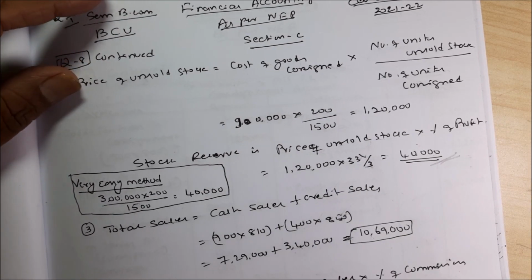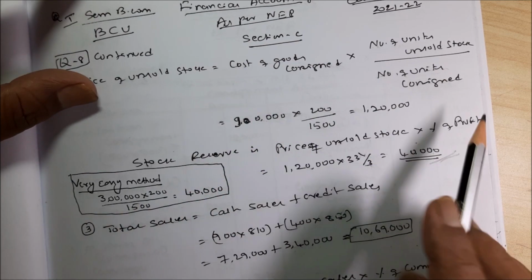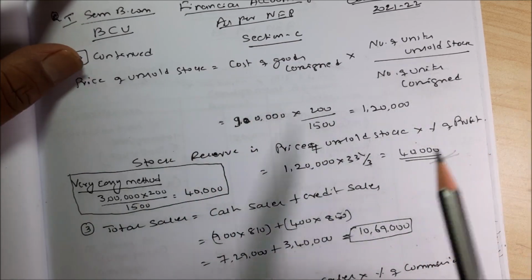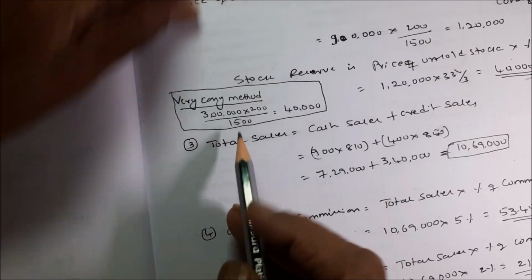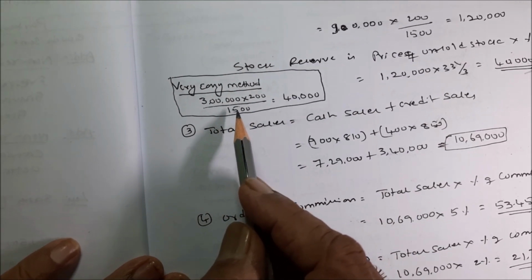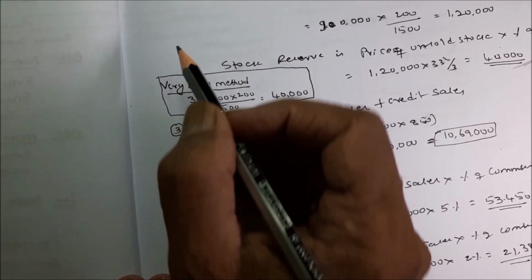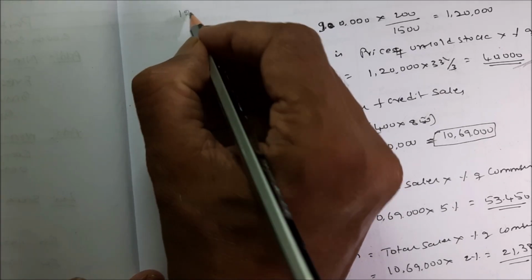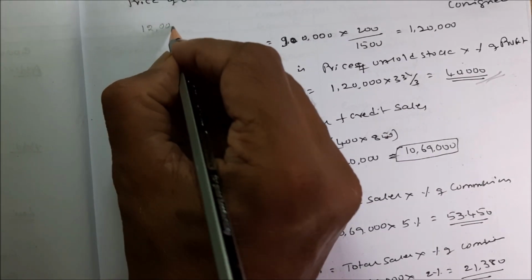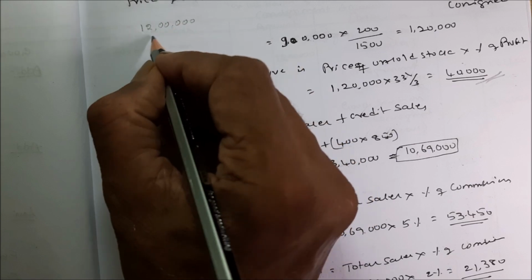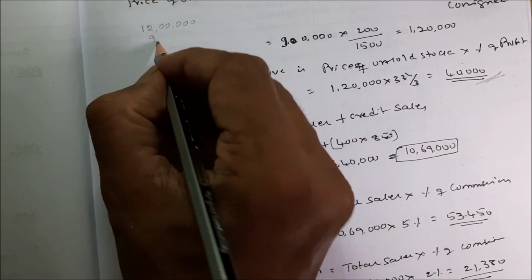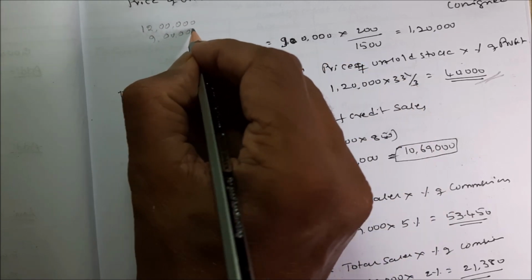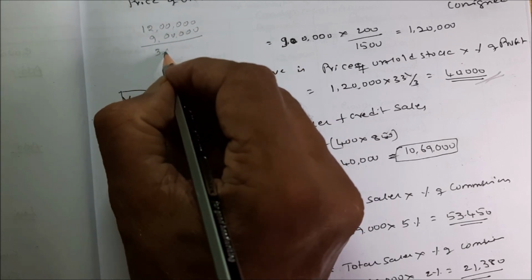You can do it in one line. This is what they do in the books. Where it can be done in a very easy method, I have shown you here. Very easy method. What is the total out of 12 lakh? Out of 12 lakh, 9 lakh is there. Remaining unsold is how much? Actually, that is 3 lakh.